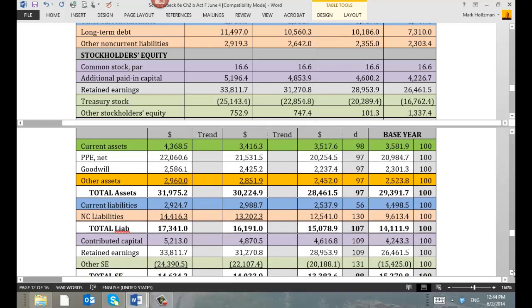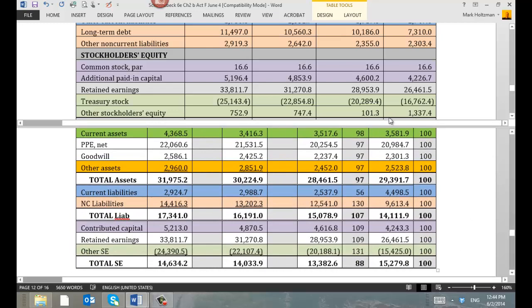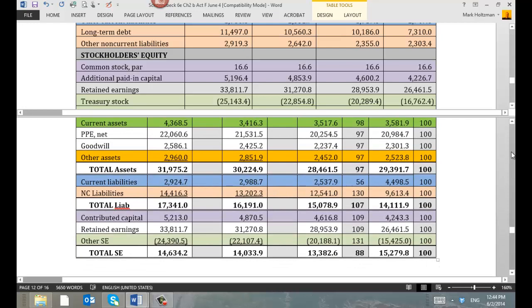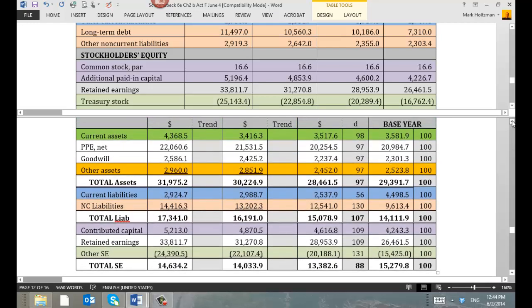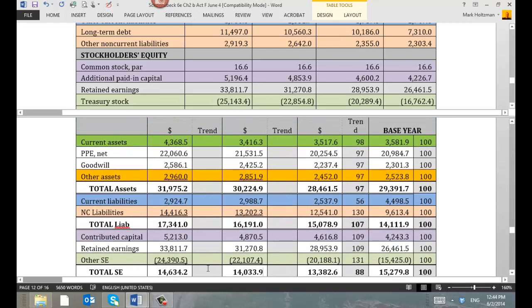So this is what your condensed balance sheet is going to look like. It's not classified yet.